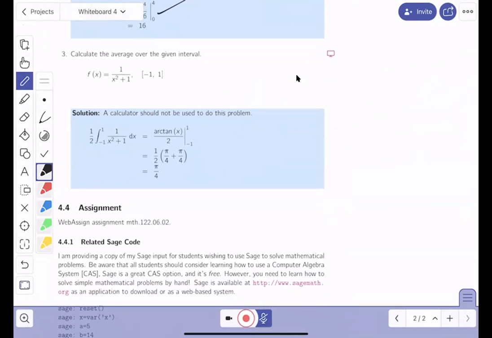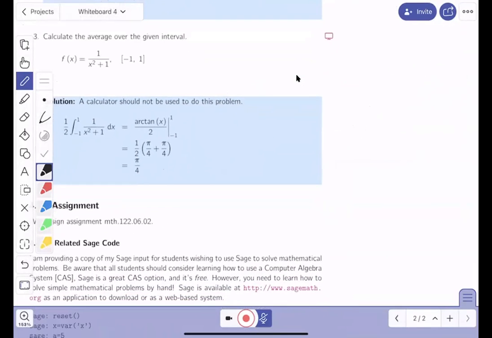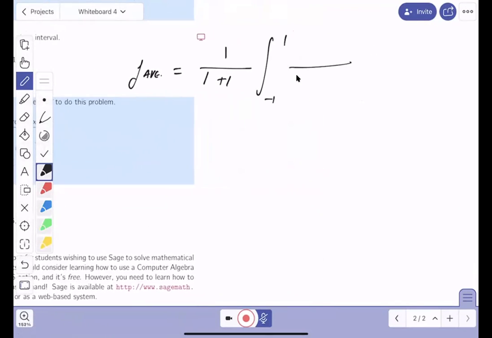Calculate the average over the given interval. Another gift problem. Let's take a look. So I'll put this one over your F average. It is equal to, whoops, I went a little too quick there. 1 over the upper limit 1 minus a minus 1, which is plus 1, with limits of integration from minus 1 to 1, of 1 over x squared plus 1 dx, times 1/2.